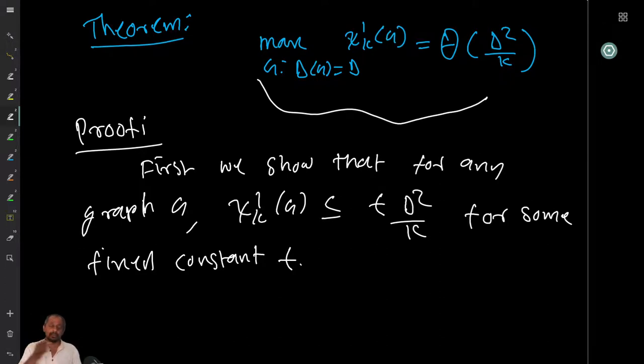So we can find constants t and t star such that for every graph, this is less than or equal to t star times delta squared by k, and greater than or equal to some other t times delta squared by k. We need to show these two results. I am going to show the upper bound. I want you to work out the lower bound, which is very easy. Come up with a graph which requires this many colors, and show that it requires some constant times delta squared by k for some other constant.